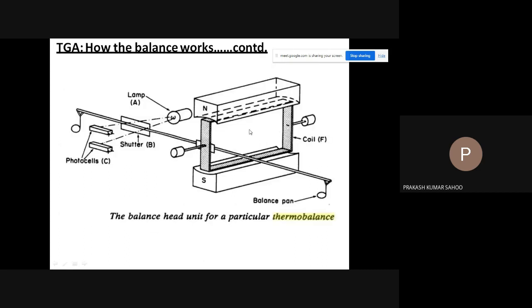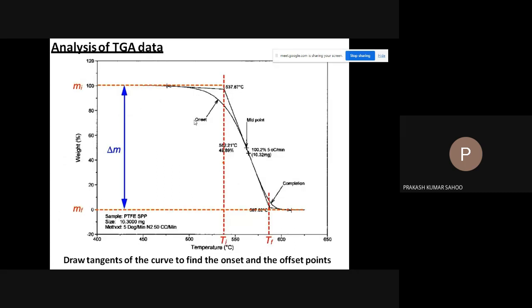So this is again the thermobalance. Here, this is the coil, this is the heat chamber, right? This is the lamp, and this is the sample holder. These are the photocells, this is the shutter, and through this we have two pans here. Okay, balance pans here, and when we put the sample, if weight loss is there, then this will be indicated by the change in current.